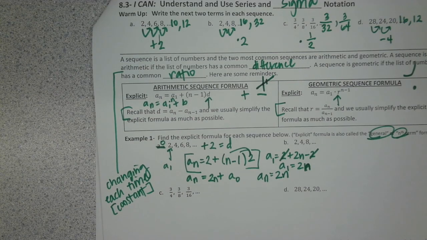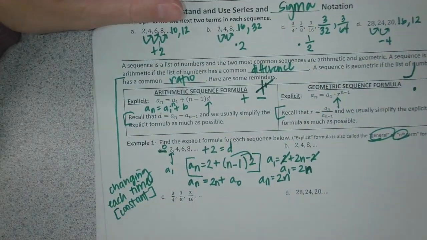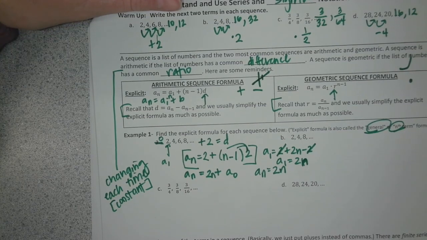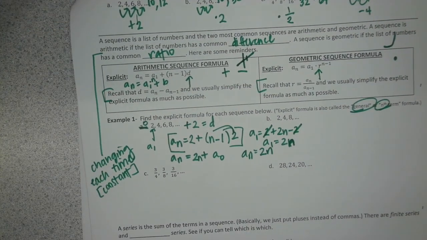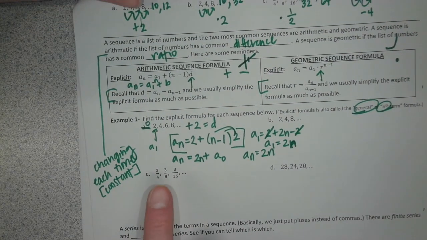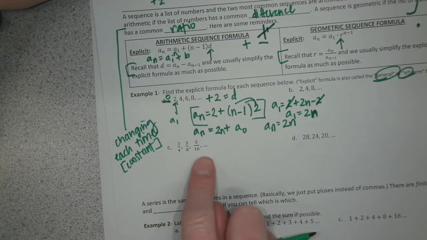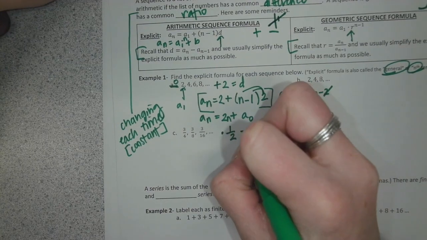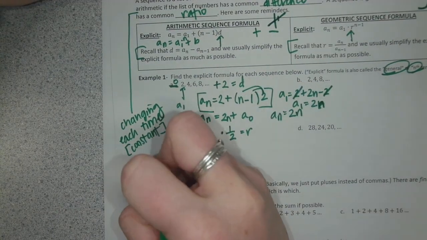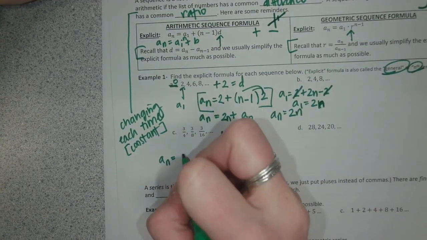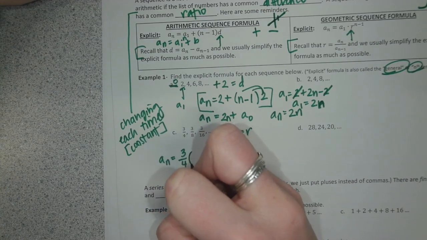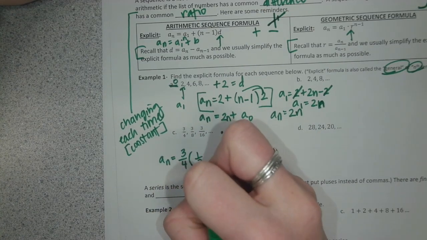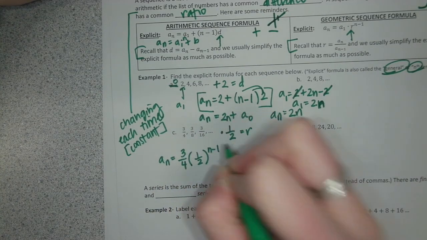Our explicit term is our first term times our common ratio, and then you have to do n minus 1, so that's what this says. So let's do one of those. Let's do C. On C, we figured out that we're going to be multiplying by a half. That's our common ratio, our r. So a sub n equals our first term, which is 3/4, times our common ratio, which is a half, and then we do n minus 1.